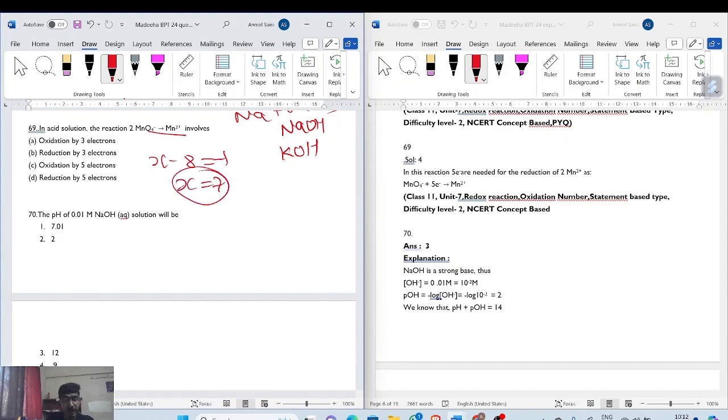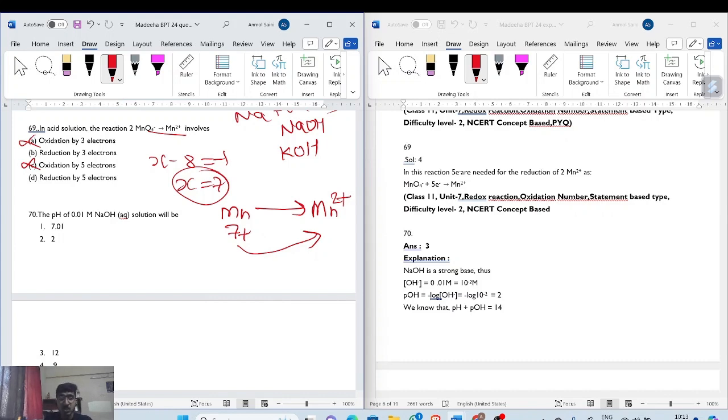Means on the reactant side Mn is present in the plus 7 oxidation state, and it is going to the Mn plus 2 oxidation state. So here we have reduction, because from a higher oxidation state we are coming to a lower oxidation state. So answer will be option number B or option number D.